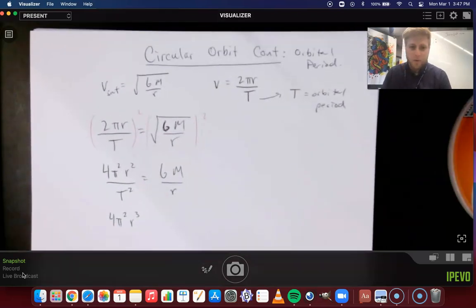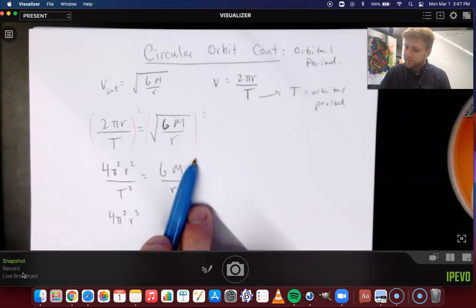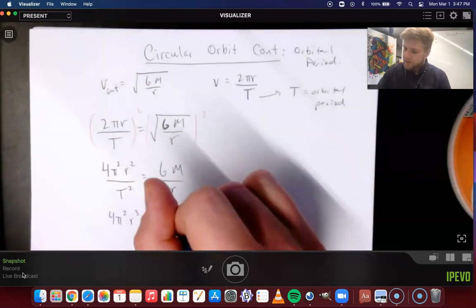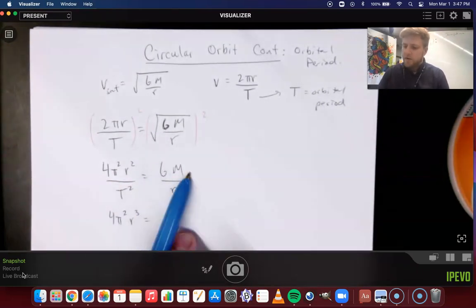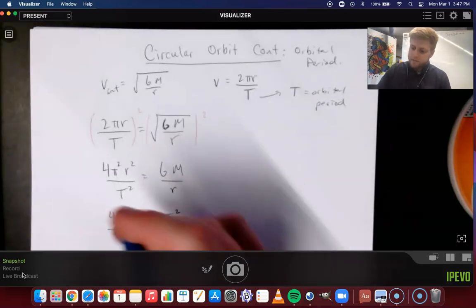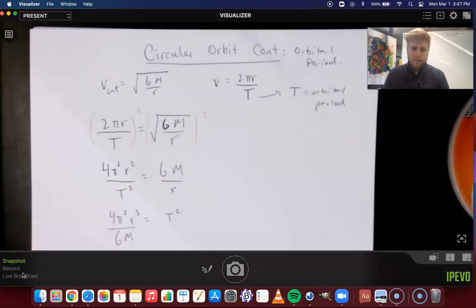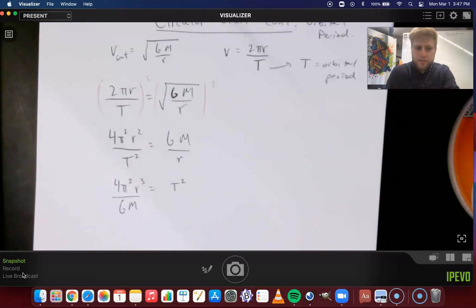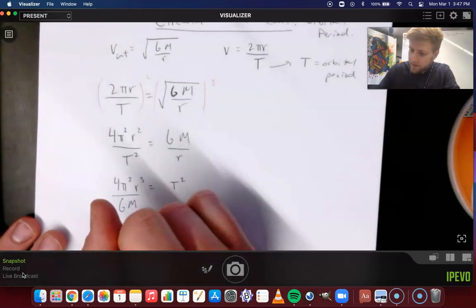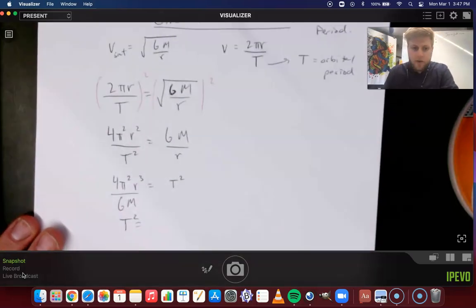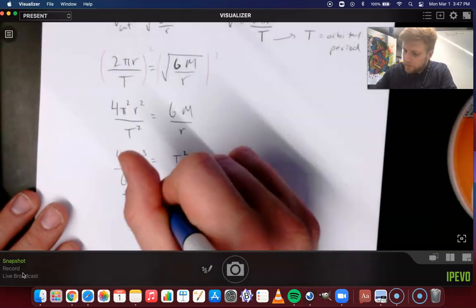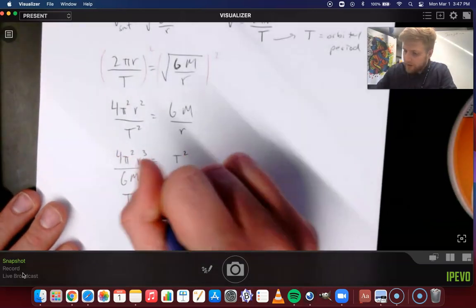Let's do a bunch of moves here at once. Let's move the t squareds up, T squared. And at the same time, let's move the g and the m down to the bottom. Nice. So this is kind of interesting. Let's swap sides here, and I'm going to write this in kind of a funny way. So the period squared is equal to, I'm going to put all these constants out in front.